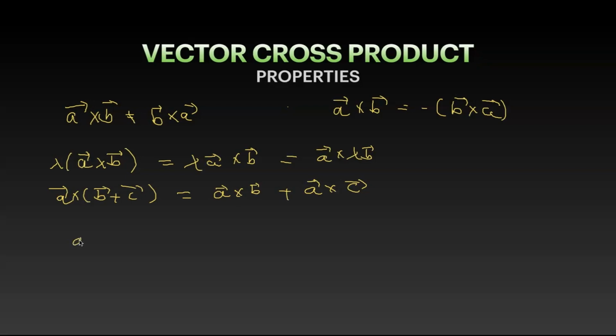Now, very important. A vector crossed with itself is 0. Okay, clear? That's it. Next, what else is left in vector cross product? Direction. Okay, you are getting a vector as the answer, but in what direction is the vector present? Is it in this direction, in this direction, what direction? How will you know? That you are going to learn now.